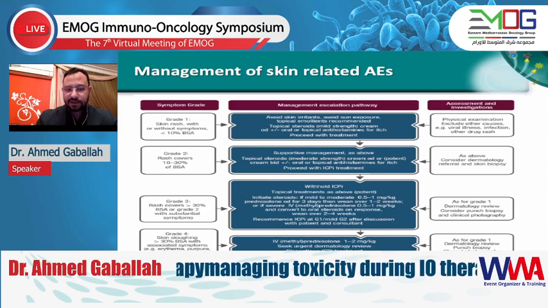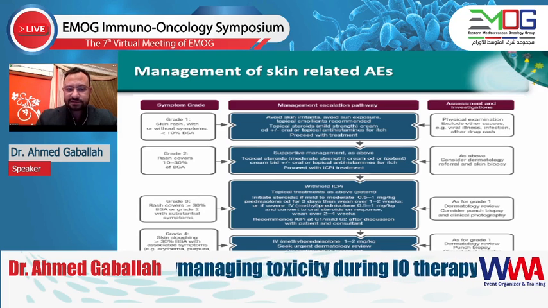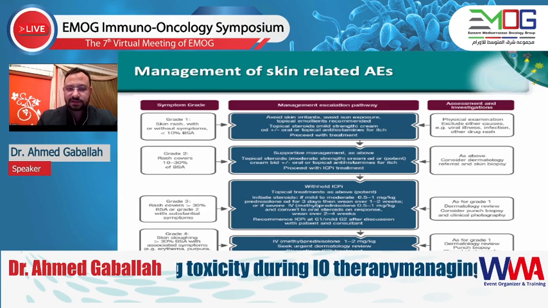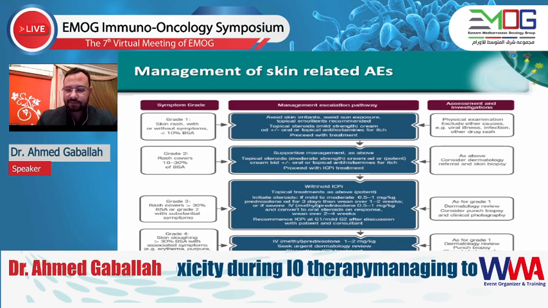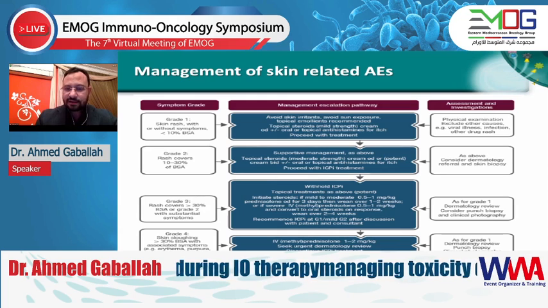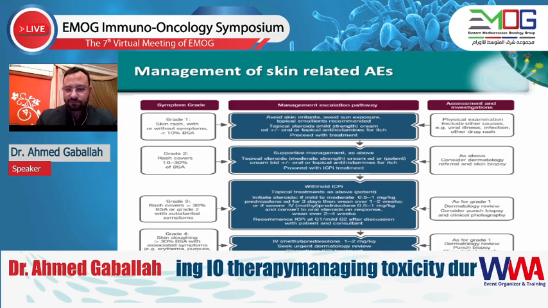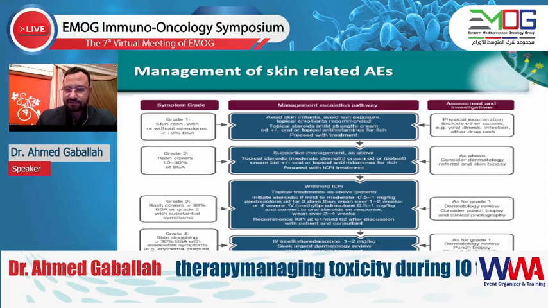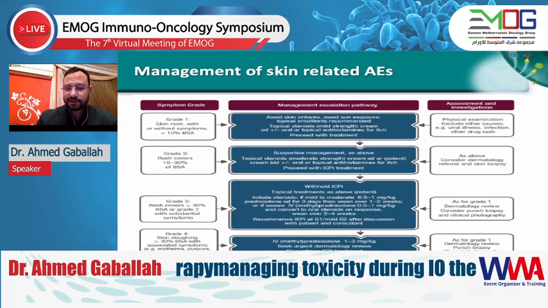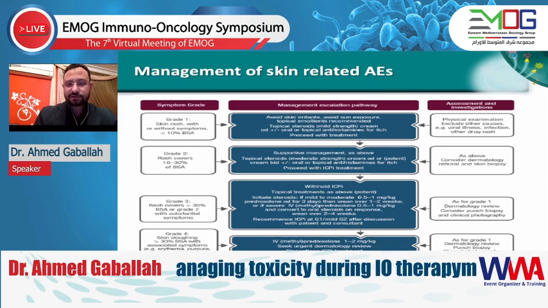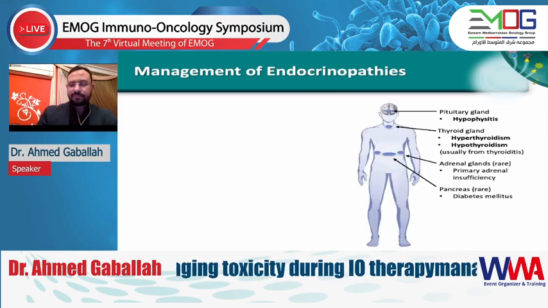For grade 4 toxicities, which means that we have more than 30%, and we have other associated symptoms like purpura, like detachment, like skin discoloration, we should take a punch biopsy. We should have dermatology review, and we should start immediately IV steroids at a higher dose of 1 to 2 milligram per kg. And we should not go back to the immunotherapy.